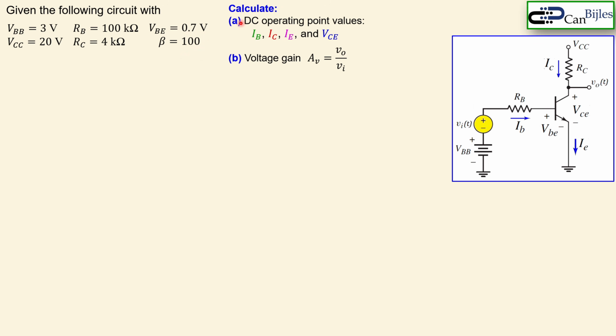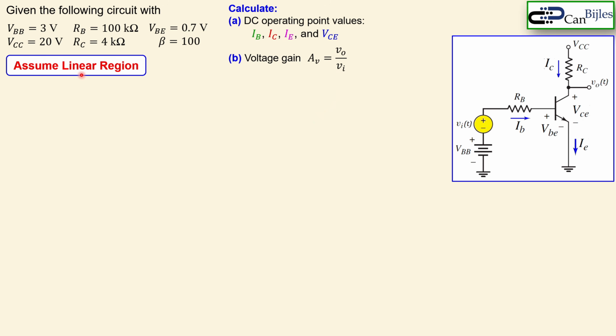So we would like to calculate the following, which are the DC operating point values: the base current, the collector current, the emitter current, all of them in DC, and also the collector emitter voltage, which is a DC quantity. And then in question B, we would like to calculate the voltage gain, which is V out over V in. Okay, let's look at our solutions.